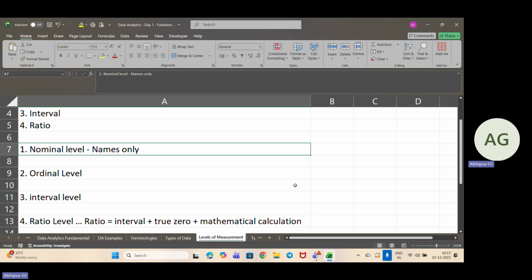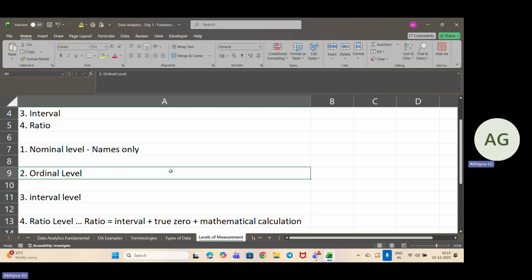Coming to ordinal, these are ordered categories, so there is a sense of order and category. It has a specific order, but we can't calculate equal differences or mathematical operations, and there is no true zero. It is also rating based, like good and excellent: good is lesser than excellent, that we know, but we cannot have equal differences as we get in terms of numbers.